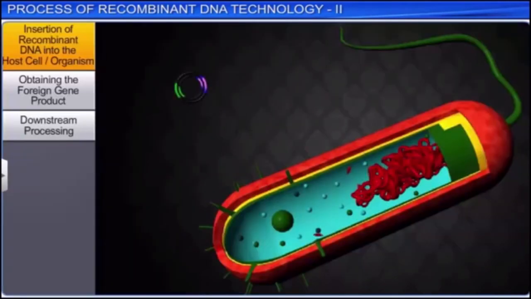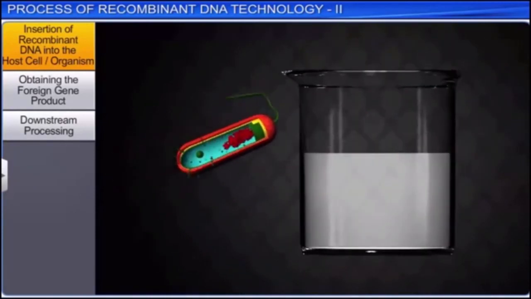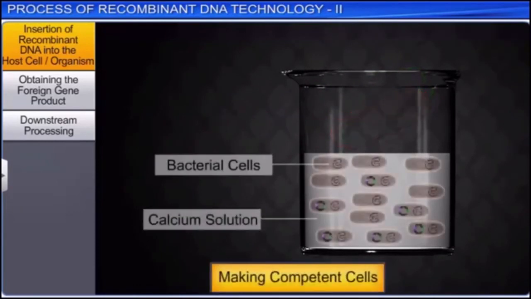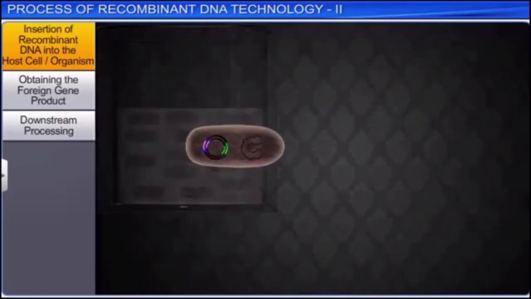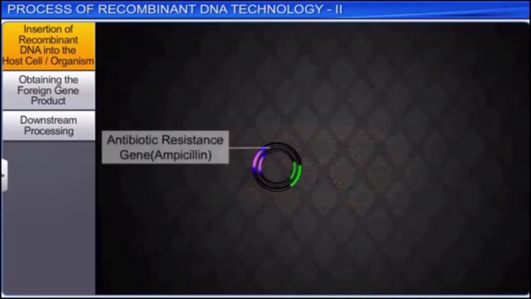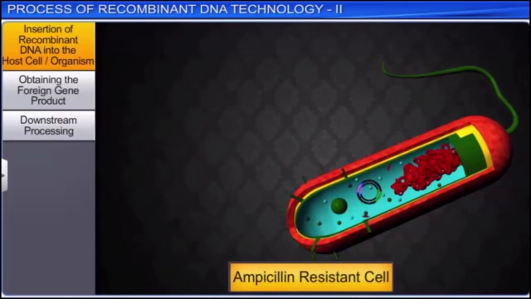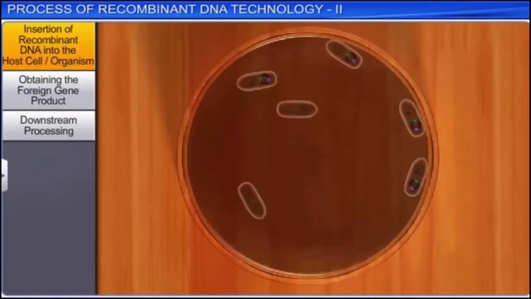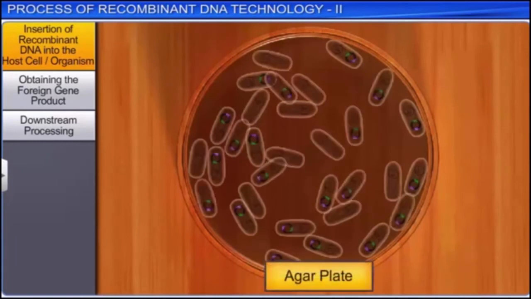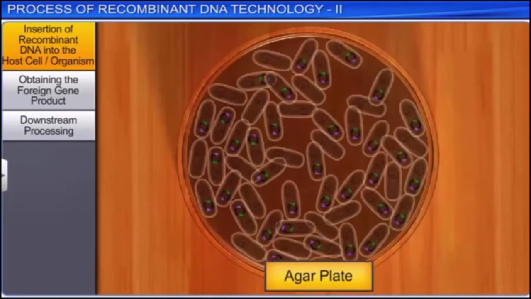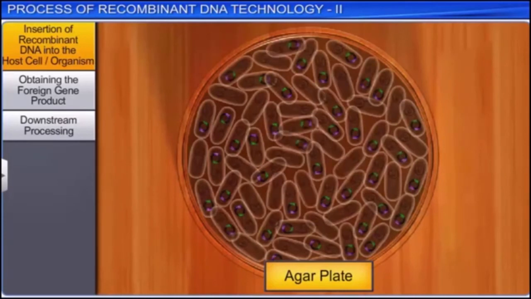Insertion of recombinant DNA into the host cell is one of the most challenging steps, as first the bacterial cell has to be made competent to receive the DNA. If we consider the insertion of a recombinant DNA-bearing gene for ampicillin into the host cell E. coli, the host cells will become ampicillin resistant. Thereafter, when the host cells are spread on agar plates containing ampicillin, only the transformants will grow. On the other hand, non-transformant recipient cells will die.